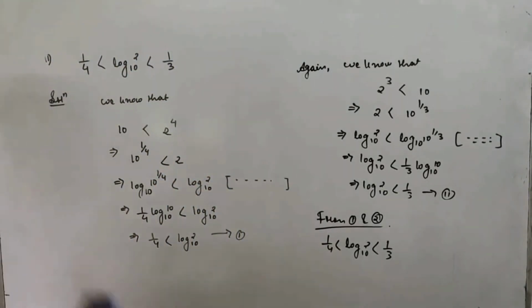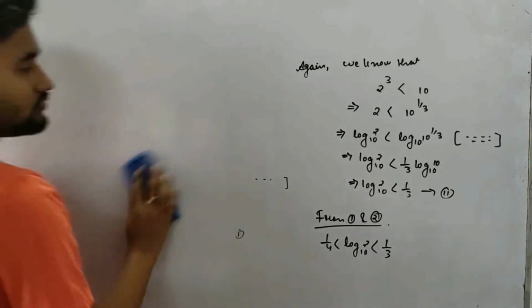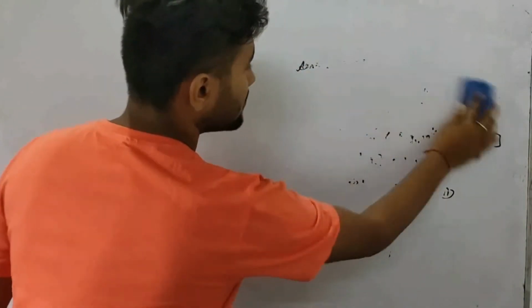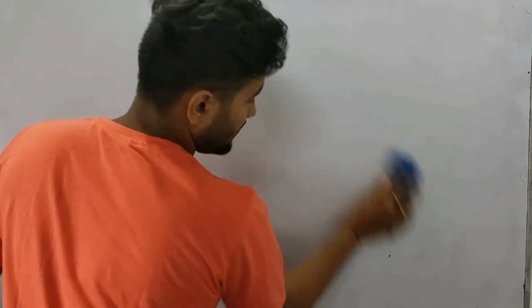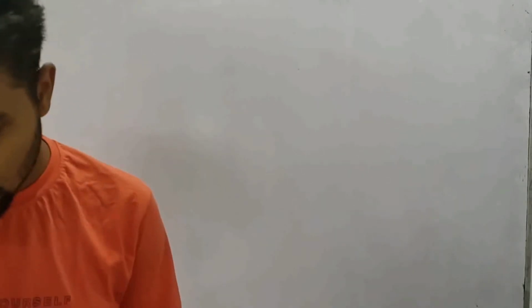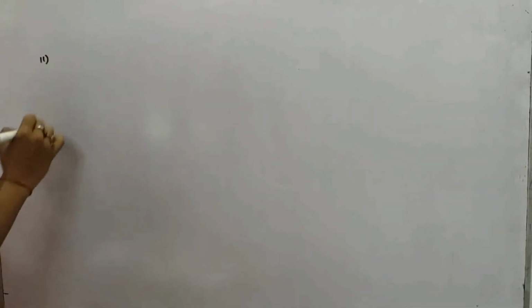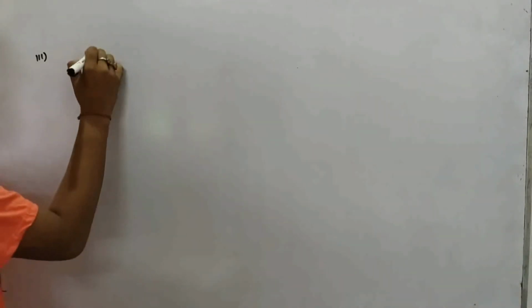Understood? Simple question. If you have anything to ask regarding this question, you can ask, but overall the question is same. Next one is also same, only the difference is that the base is 20. So start in the same process. Nothing to do with the base is 20, okay? So 1 by 3 less than log 3 base 20.